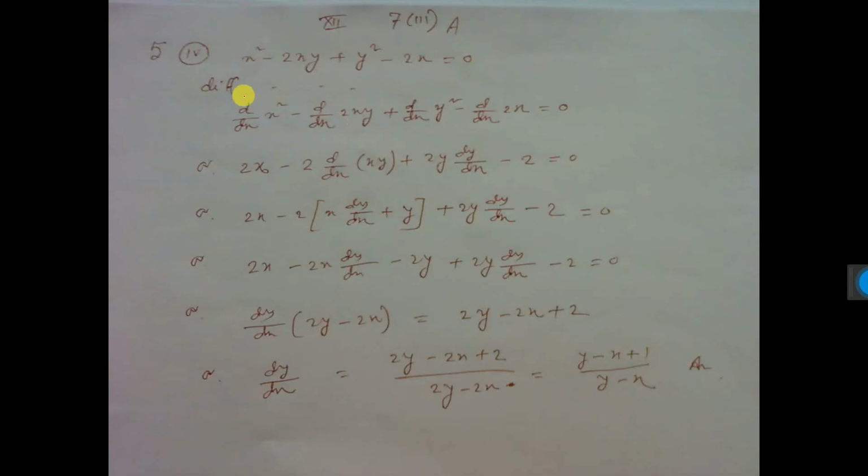Now see this sum, d/dx of x square minus d/dx of 2xy plus d/dx of y square minus d/dx of 2x equal to 0. So here x to the power n formula, n into x to the power n minus 1, that is 2 into x to the power 2 minus 1, that is 1. 2 into this is uv differentiation. See u d/dx of v plus v d/dx of u. So x into d/dx of y means dy/dx, and y into d/dx of x means 1. So that one I have not written here.